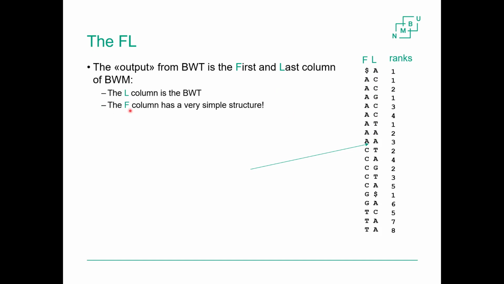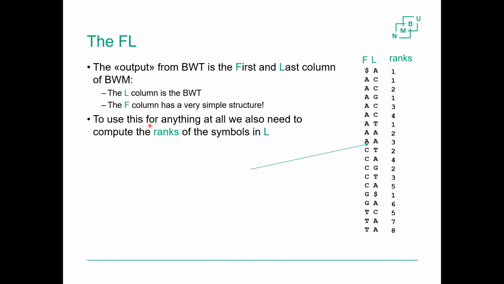And look at the F column. It has a very simple structure. Can you see that? It starts with the dollar. Then we have all the A's. All the A's in our reference sequence are now coming here. Then all the C's. Then all the G's. And then all the T's. Go back to the previous slide and see why it has to be like this. It has to do with this sorting in alphabetical order, right? So actually the information we have in this column is only how many A's, C's, G's, and T's we have in our reference. That's all the information there is, actually.